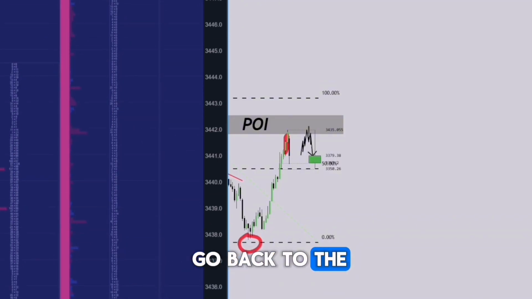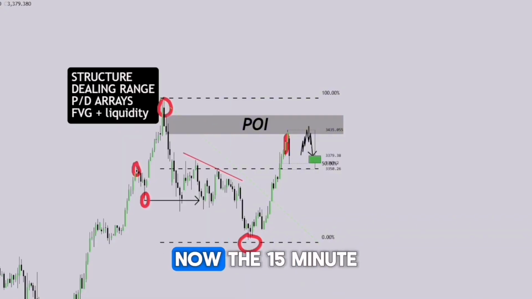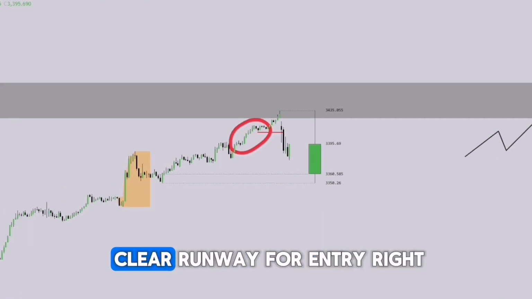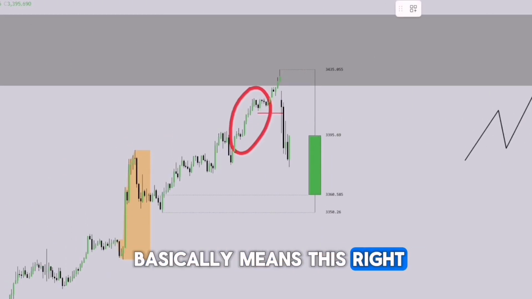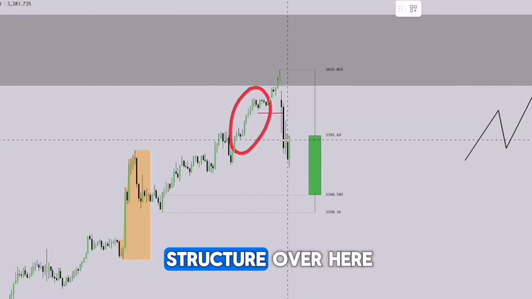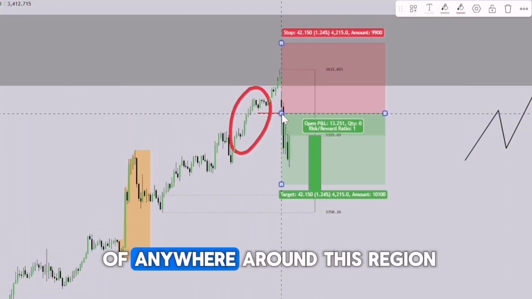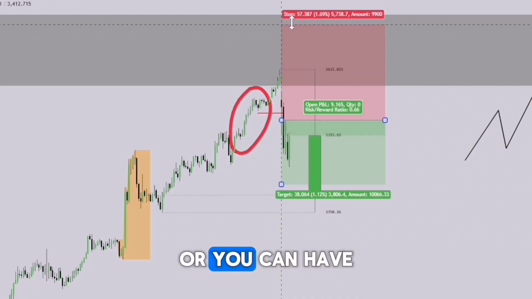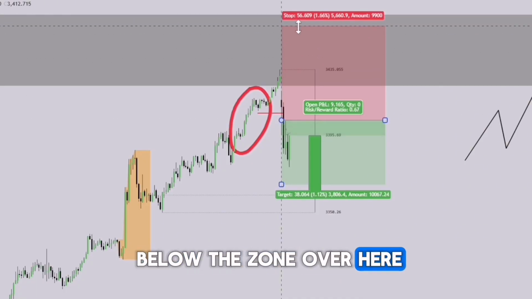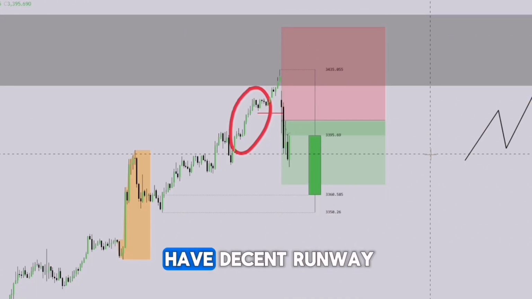And so when we go back to the 15-minute time frame now, the 15-minute time frame gives us clear runway for entry, right? Clear runway for entry basically means this: we can enter just off the breaker structure over here. You can enter anywhere around this region, and you can have your stop loss all the way at the zone, or you can have it just below the zone over here.